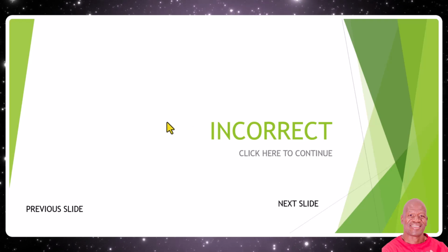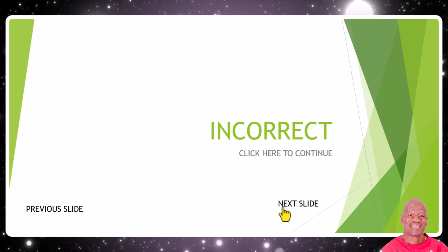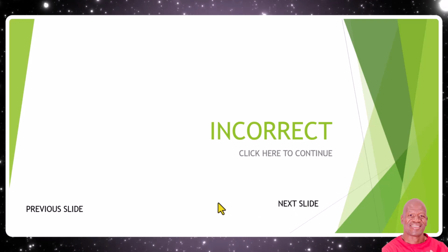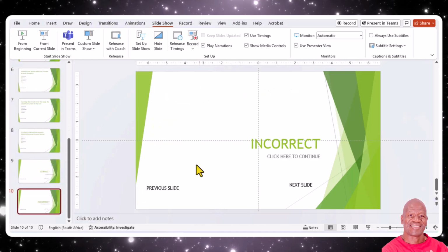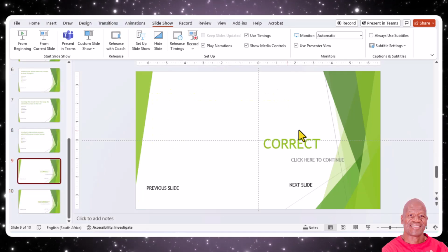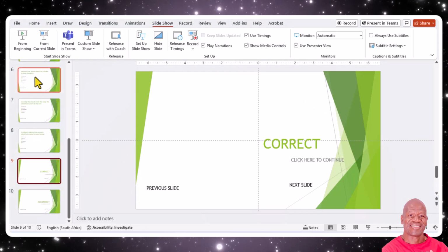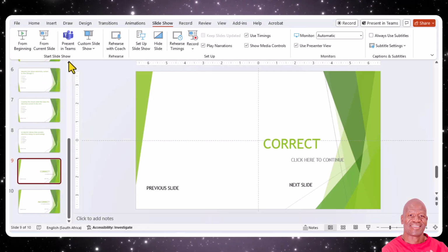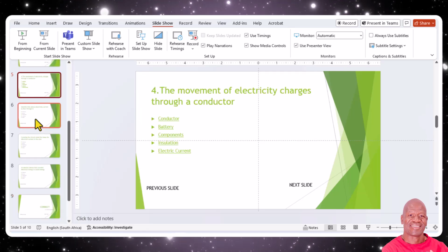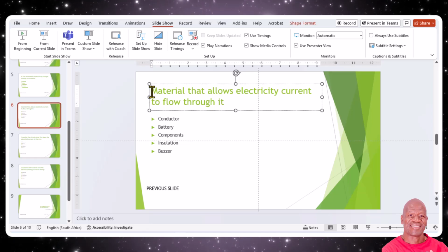Let's see how we prepare an assessment like this in PowerPoint. Now we're going to exit the slideshow. I'm going to take you to the question, which is here. This was number 4. We're going to go to number 5, so let's number this one question number 5.